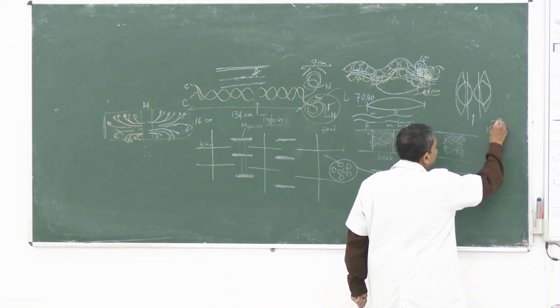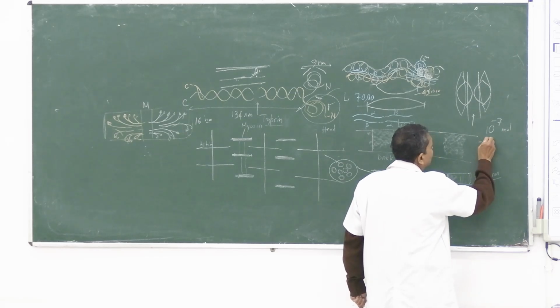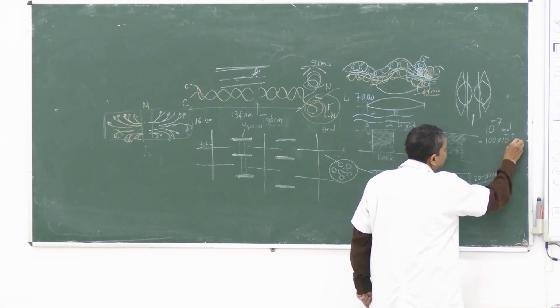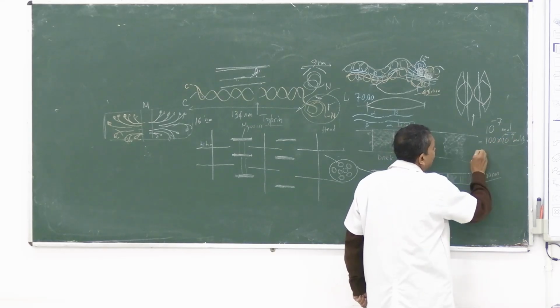10⁻⁷ mole per liter is equal to 100 into 10⁻⁹ mole per liter, and it is the nanomole, so it is 100 nanomole.